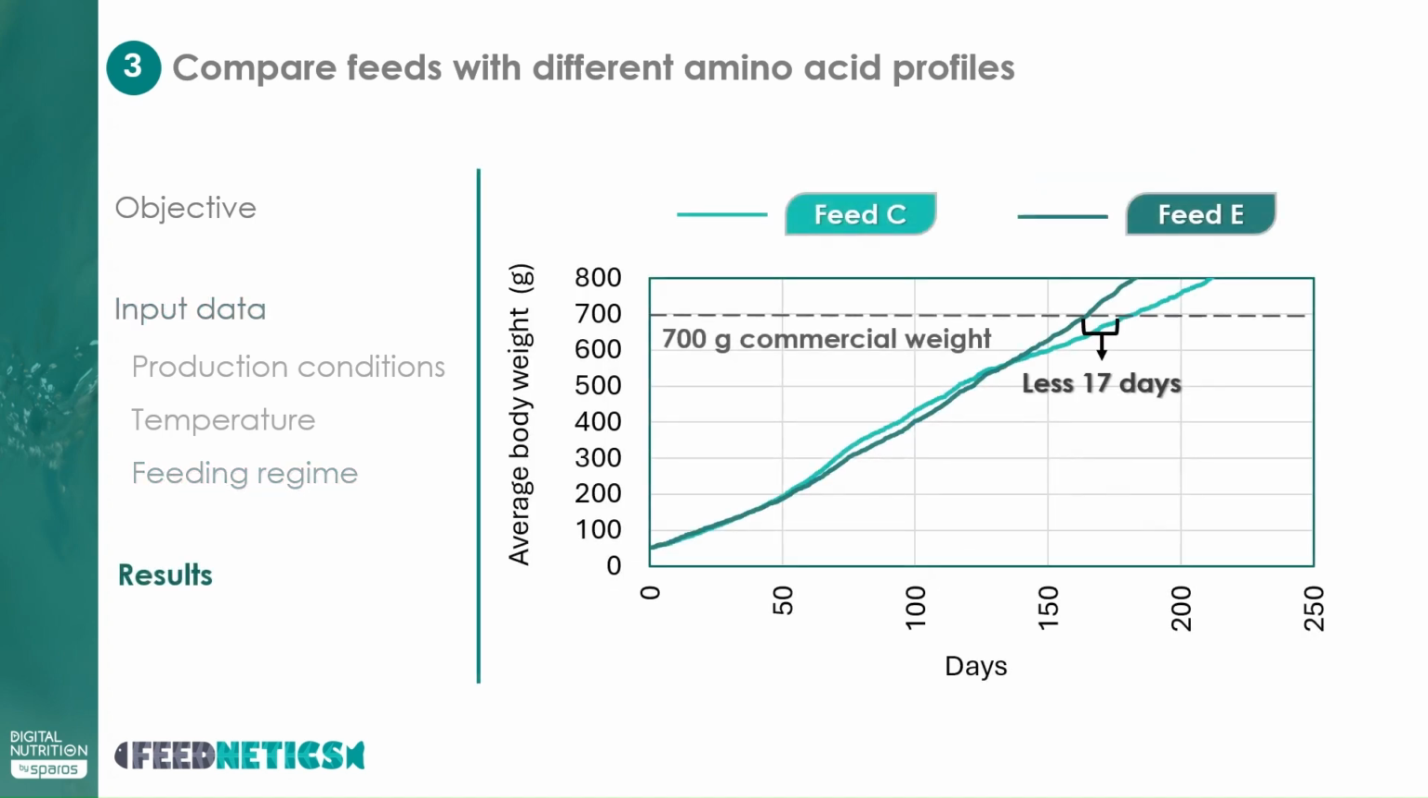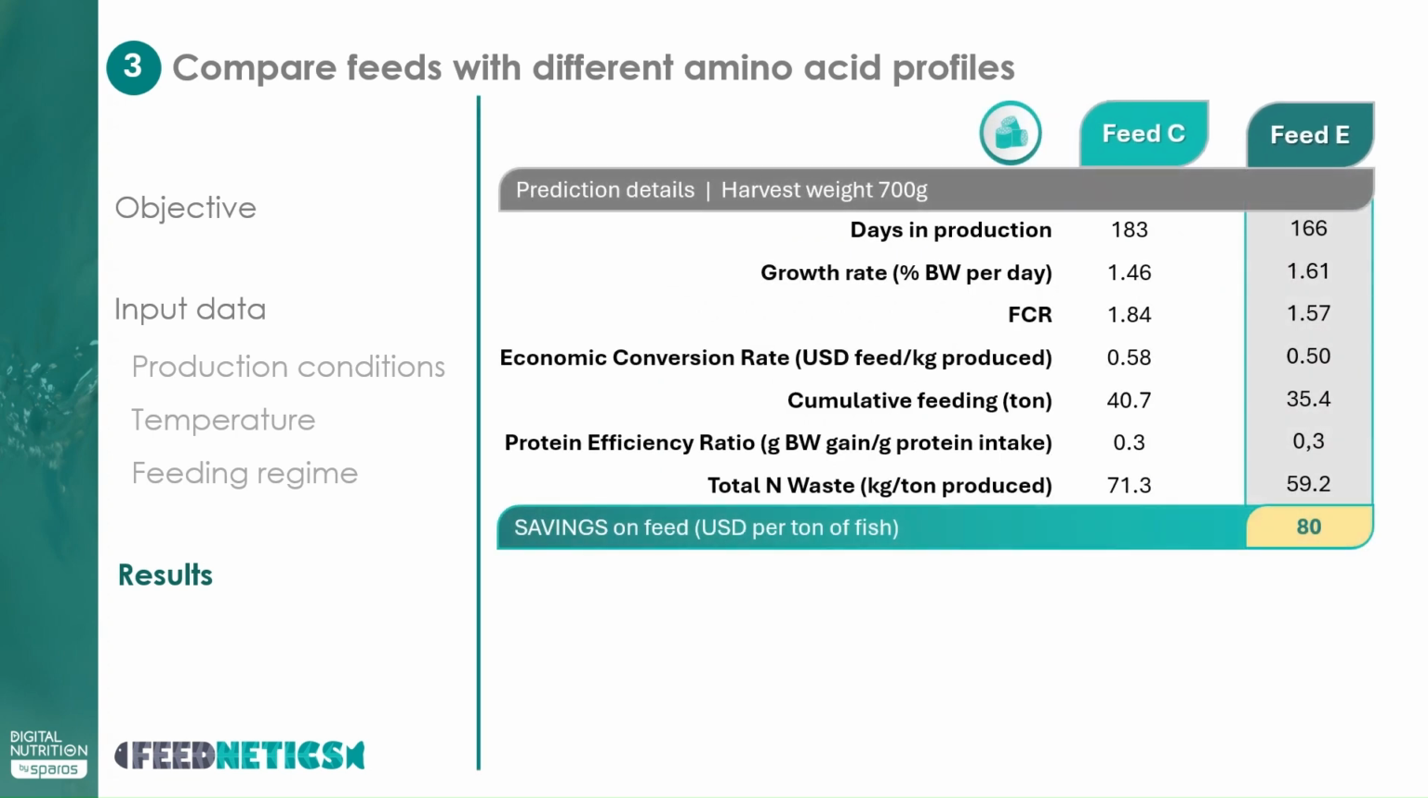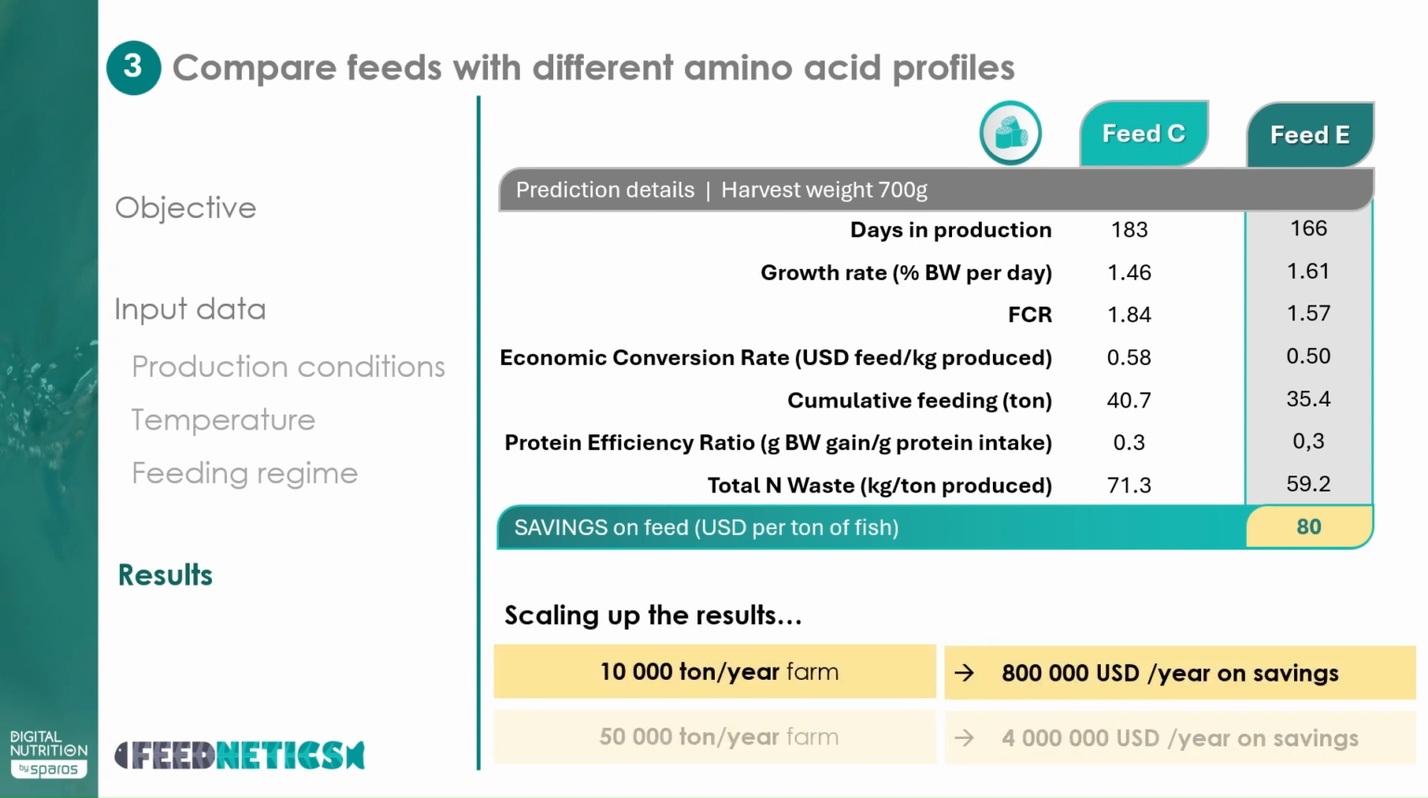This graph shows the average fish weight predicted by FEEDNETICS for the two feeds. The feed E reaches the 700-gram harvest about 17 days earlier than feed C. Looking at the production performance table, feed E is more efficient. It shows a lower economic conversion rate, corresponding to savings of around $80 per ton of fish produced. When scaled up, these small differences translate into significant annual savings.